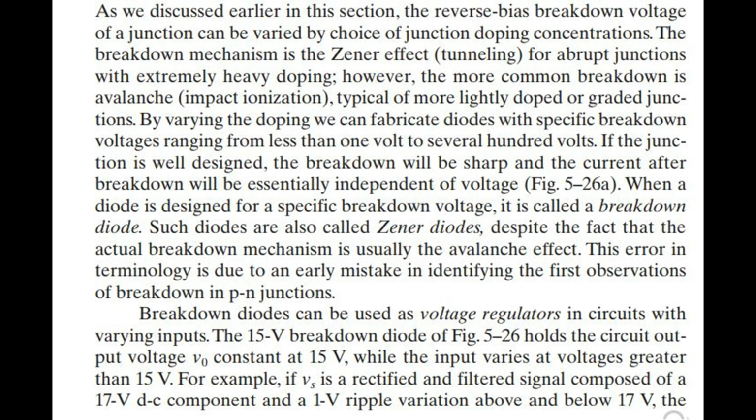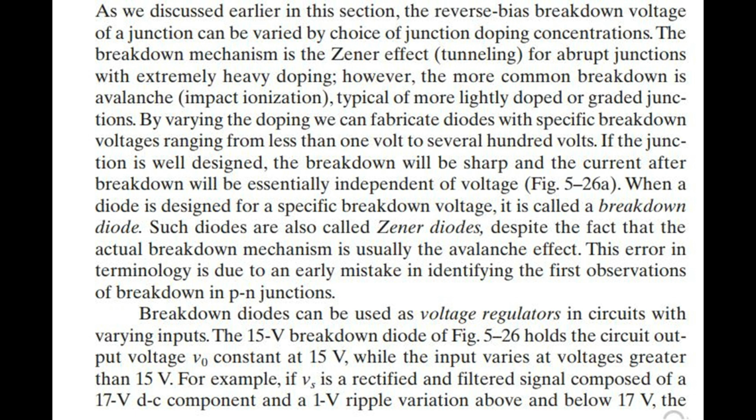If the junction is well designed, the breakdown will be sharp and the current after breakdown will be essentially independent of voltage, Fig. 5-26a. When a diode is designed for a specific breakdown voltage, it is called a breakdown diode. Such diodes are also called Zener diodes, despite the fact that the actual breakdown mechanism is usually the avalanche effect. This error in terminology is due to an early mistake in identifying the first observations of breakdown in p-n junctions.